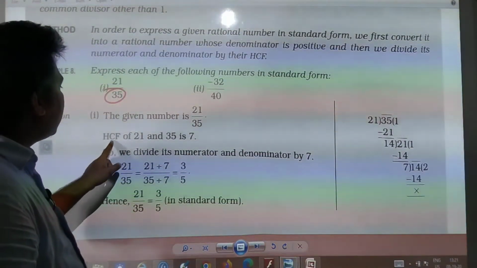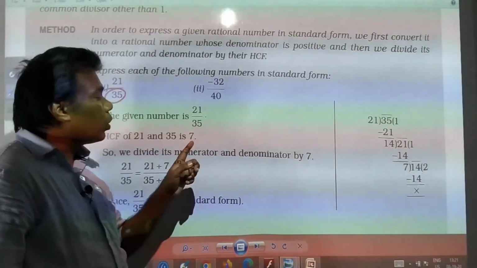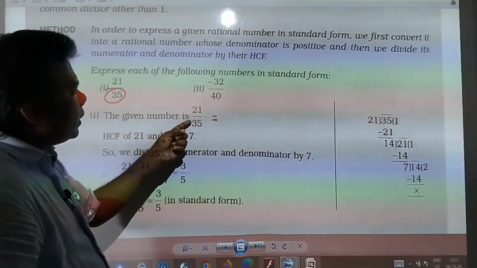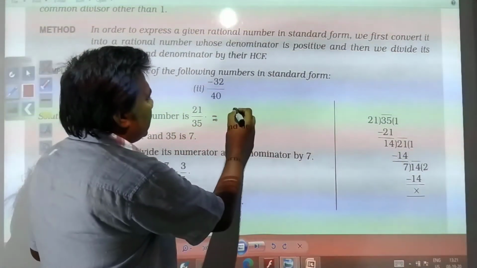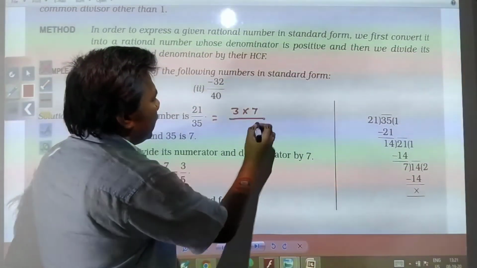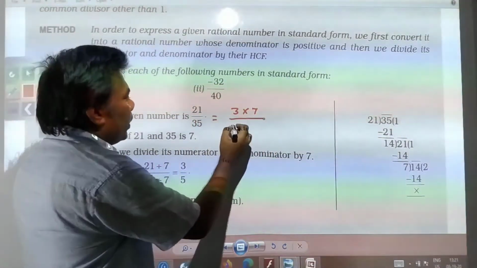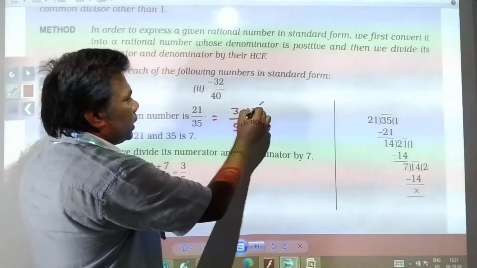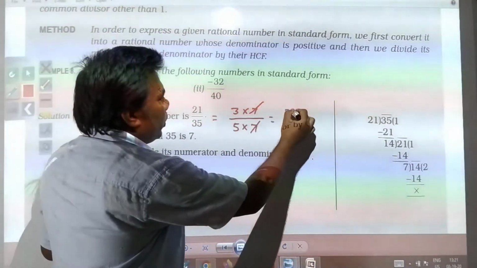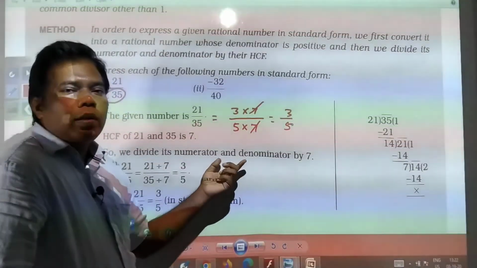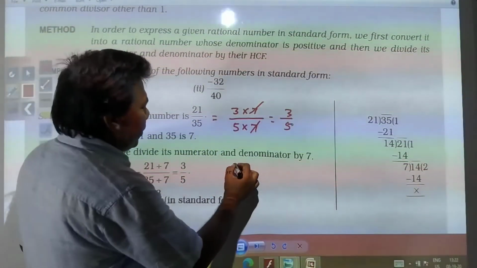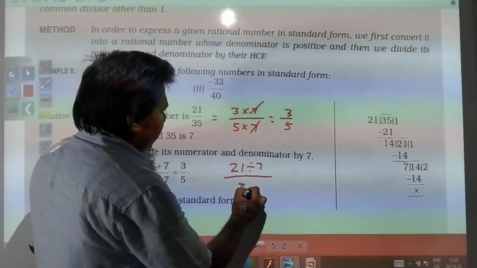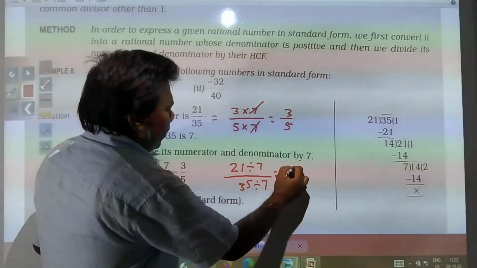Here you see, HCF of 21 and 35 is 7, meaning the common divisor is 7. Or simply you do prime factorization of both the numbers. 21 can be written as 3 into 7, and 35 can be written as 5 into 7. Now 7 and 7 will be cancelled, and you will be left with 3 by 5. That also is one way. Or simply, 21 divided by 7 and 35 divided by 7. The same answer you will get, 3 by 5.